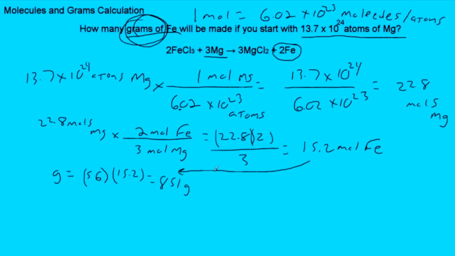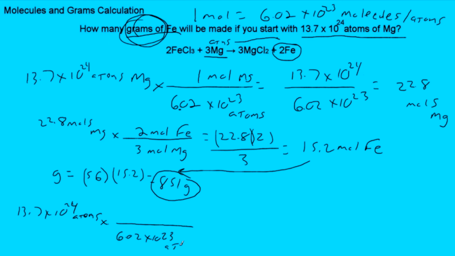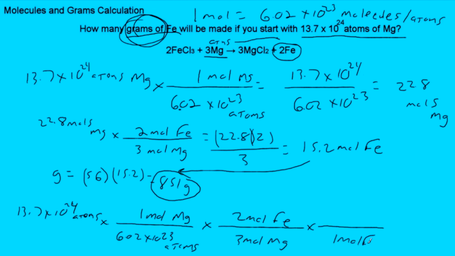All right, so if you're a chemist, this is what you would end up doing. If you want to do this in one giant step, this is how we would do it. Start off the same way, 13.7 times 10 to the 24 atoms. Atoms to moles, 6.02 times 10 to the 23 atoms is 1 mole. This is magnesium. Mole ratio. Magnesium is going to go on the bottom. 3 moles of magnesium. We're looking for the iron. That's 2. And then finally, we're looking for grams. So we're in moles of iron. 1 mole of iron is how many grams? It's the molar mass.